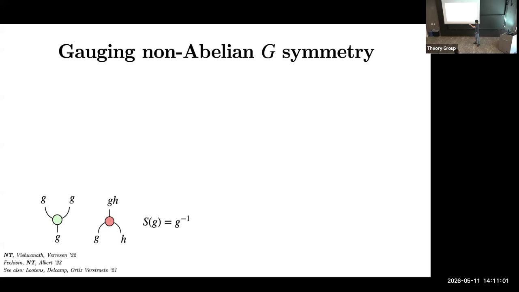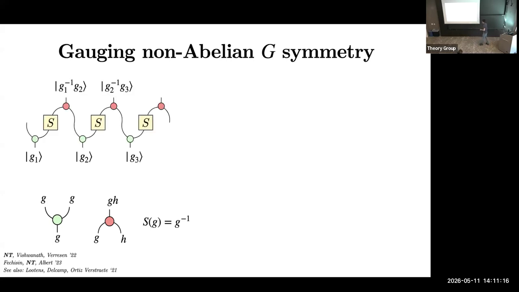So now this red tensor is doing multiplication. This green is still doing copying. Okay? And the only other ingredient we actually need is a map that takes G to its inverse. I'm going to call this S. People call this the antipode for reasons. And the only difference is, recall in the previous one, I just added the 2 mod 2.